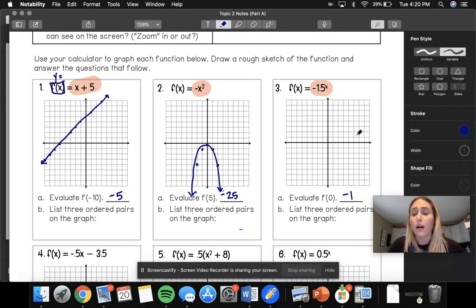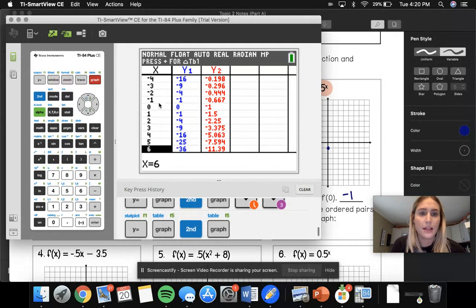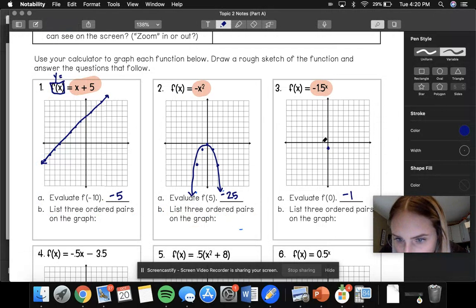Okay, again, there are decimals. We're just gonna have to make the best guesstimations that we can. Okay, so 0, negative 1. Okay. We have negative 1, negative 0.667. So negative 1 right there. Okay. Again, it's not perfect. Okay. For 1, it's negative 1.5. For 2, it's negative 2.25.